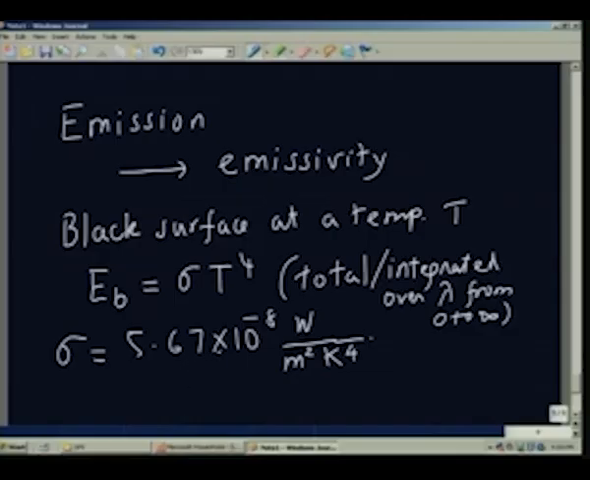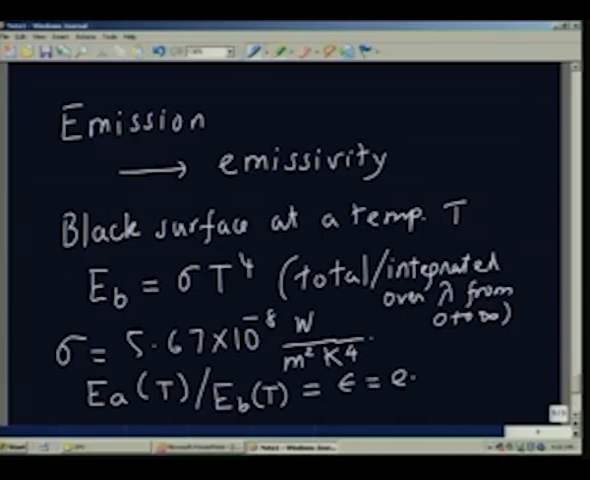5.67 into 10 to the power of minus 8 watts per meter squared Kelvin to the power of 4. Now, suppose the amount emitted by the actual surface, we will say Ea, is again so many watts per meter squared of the actual surface at the temperature T. If I divide it by Eb at the same temperature T, this we call the emissivity epsilon.